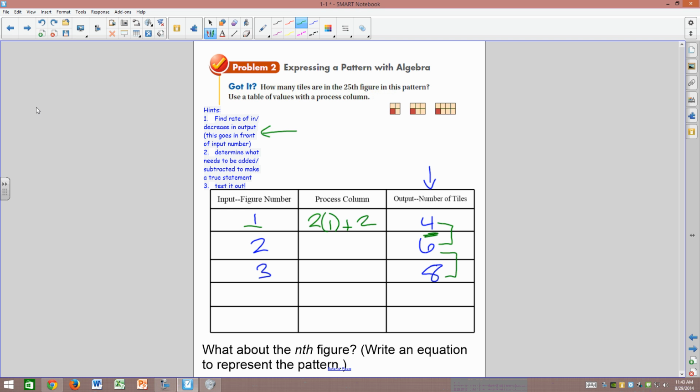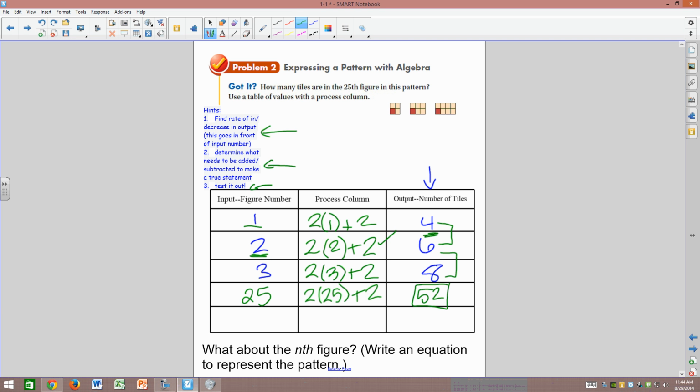Now that we did the second step, step 3 is test it out, see if that really works. I want to take the rate of increase, which was 2 in this case, multiply it by the input number and add 2 to it and see if that becomes a true statement. Hey, it looks pretty true. What about here? 2 times 3 plus 2, is that 8? Yes, it is. I think we got our winner. Our goal was to find out what would happen if we had 25 figures. 2 times 25 is 50. Plus 2 is 52. That would be our answer.